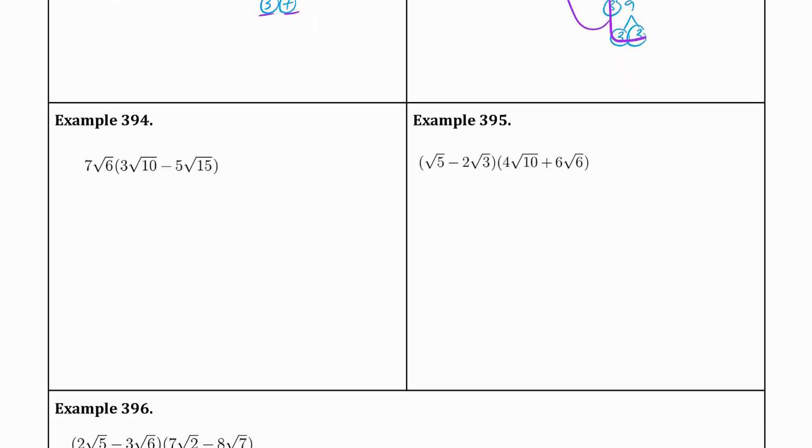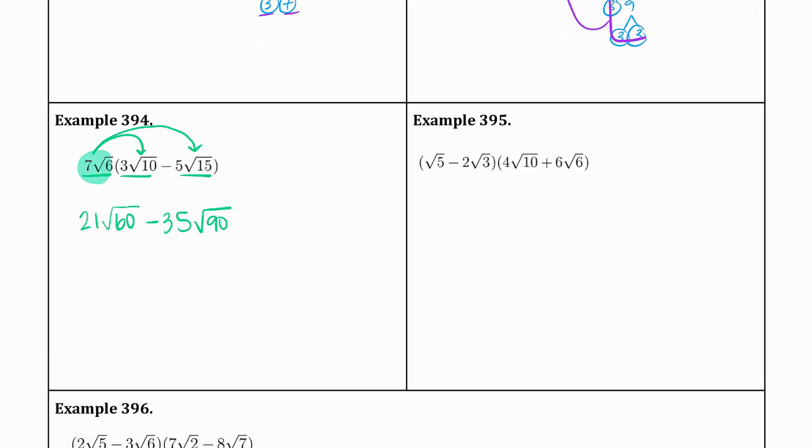All right, if we're multiplying one term by two terms, we distribute it just like we would if this were like numbers and variables. So we're going to take our 7 square root of 6 and distribute it to the 3 square root of 10 first. We're going to get 21 square root of 60. We multiply just like we did above. 7 square root of 6 times negative 5 square root of 15, we're going to get minus 35 square root of 6 times 15 gives me 90.